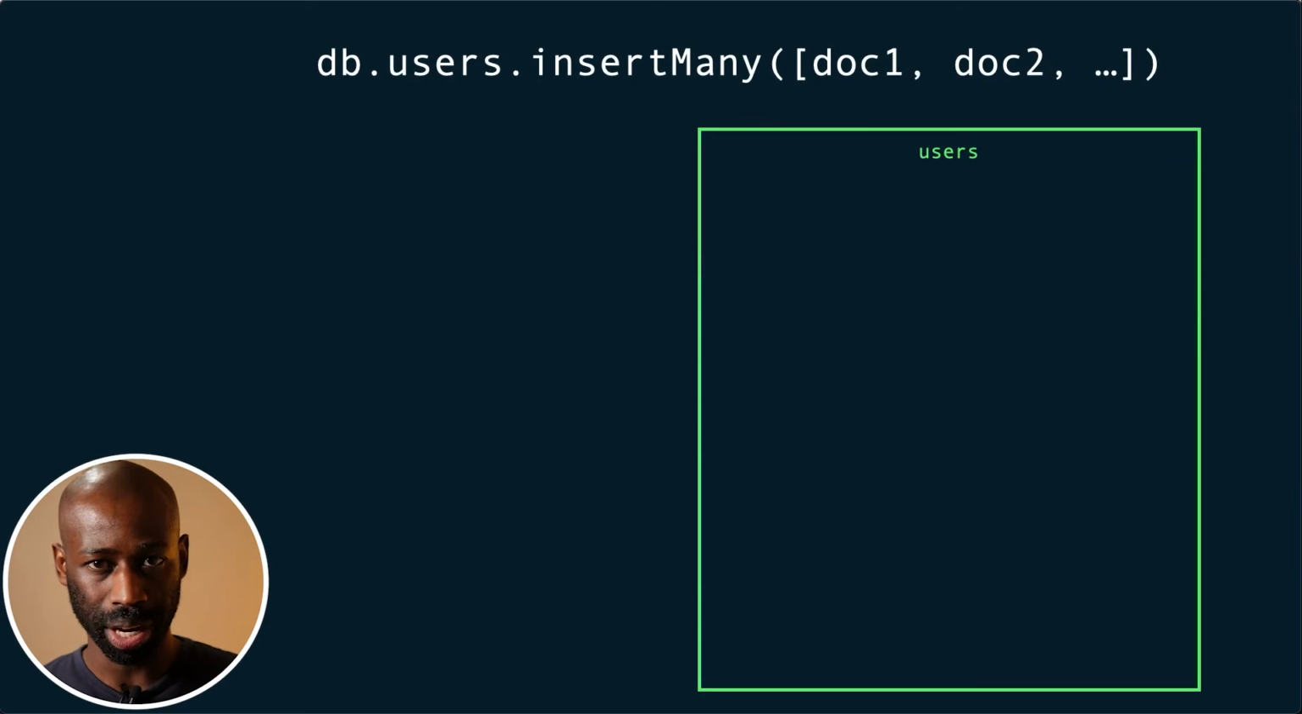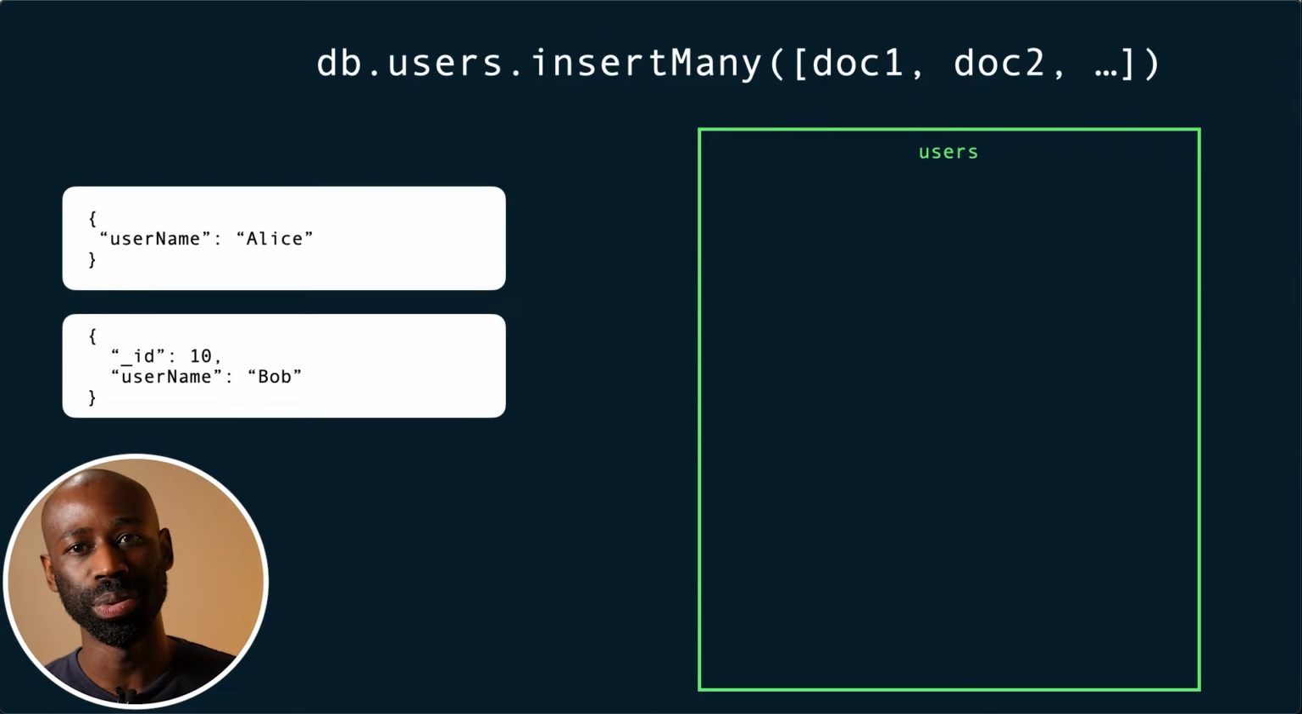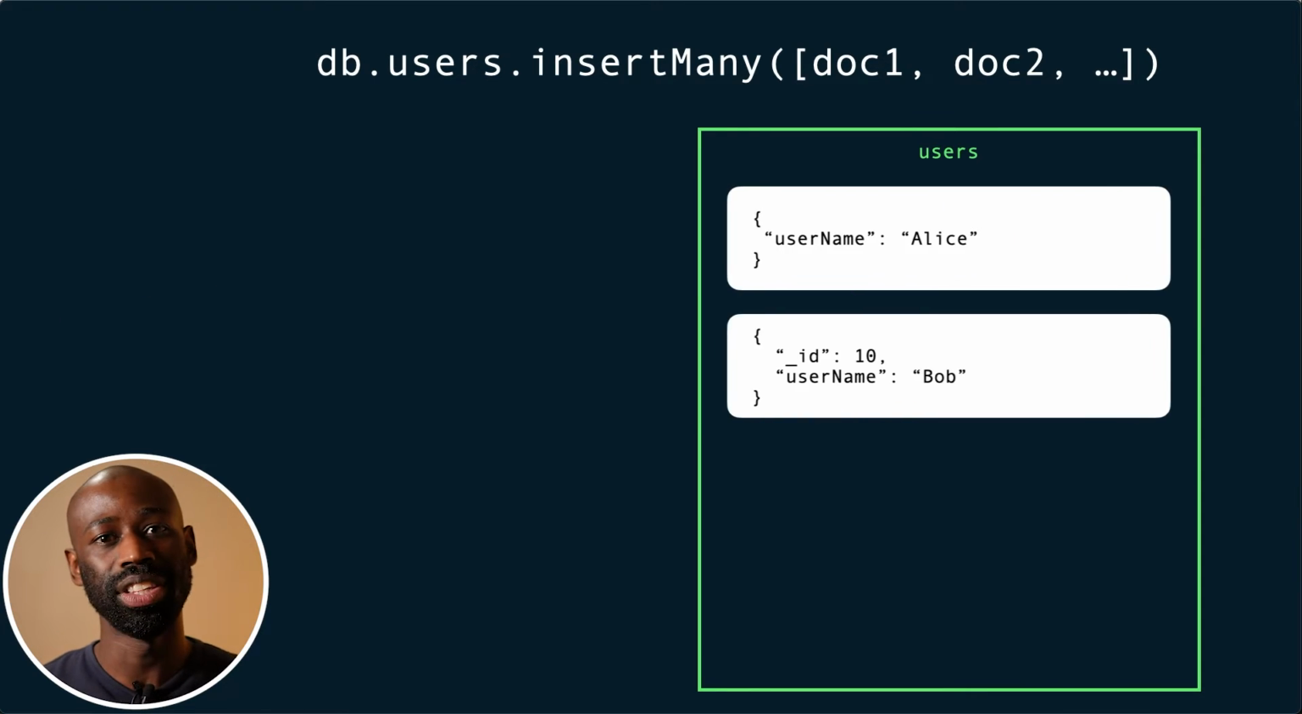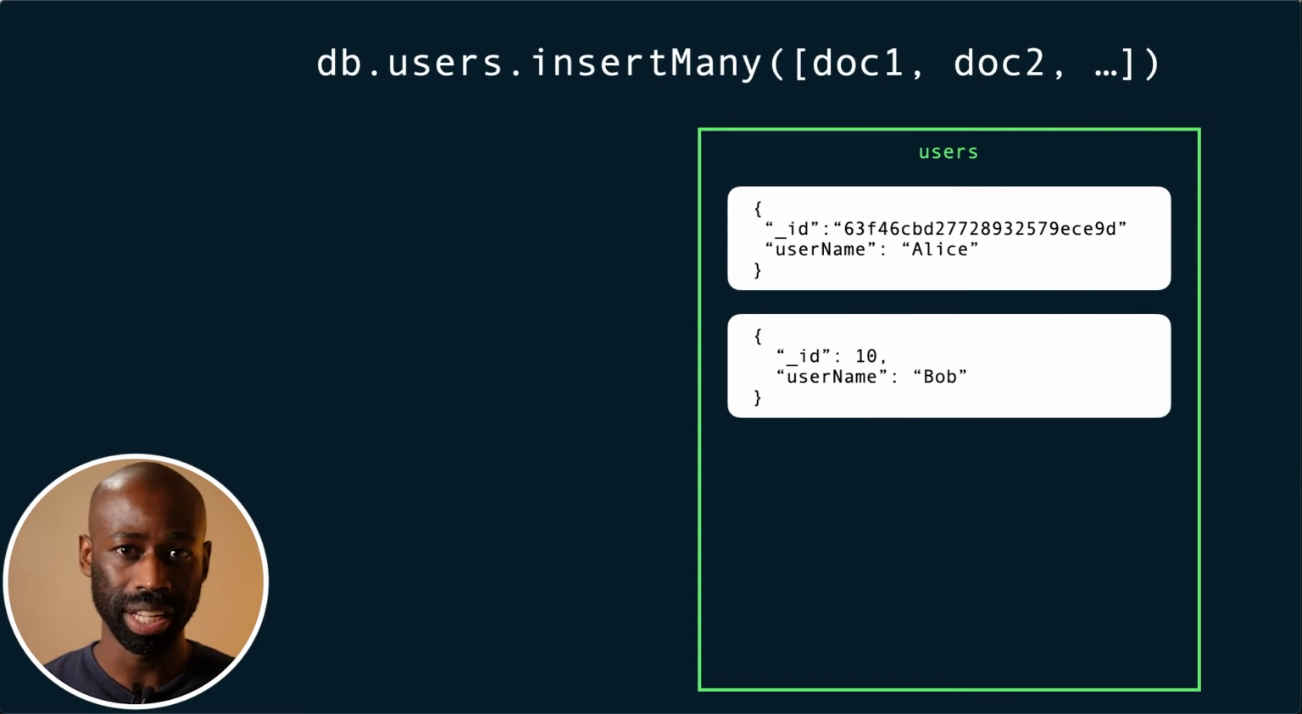Now let's have a look at the insertMany, and this time we will pass multiple documents as parameter. For example, if we pass two documents, one for the user Alice and the other for the user Bob, when we run the command, MongoDB will add the two documents. It will take care of generating unique identifiers for documents for which we didn't pass an ID.